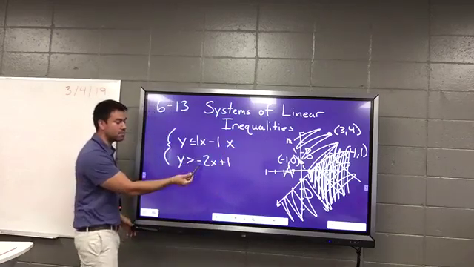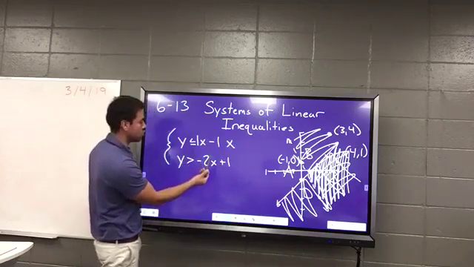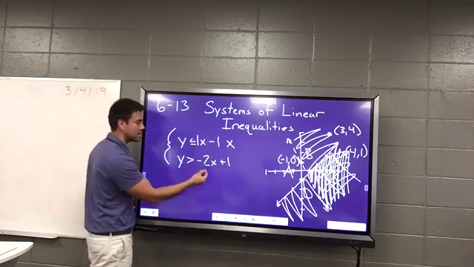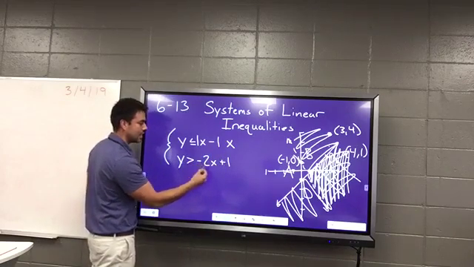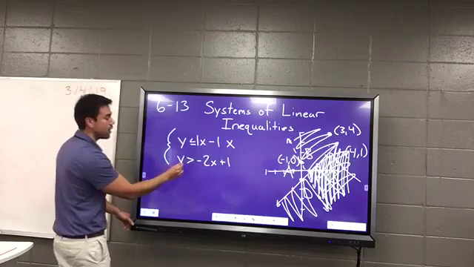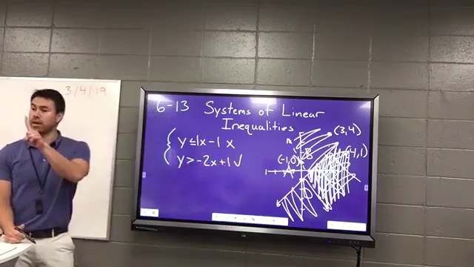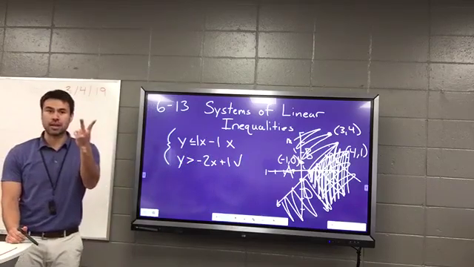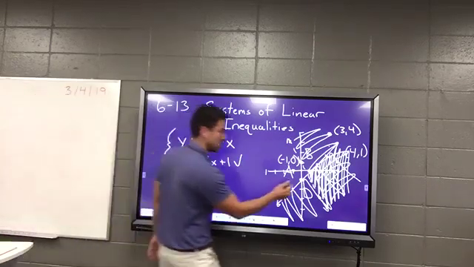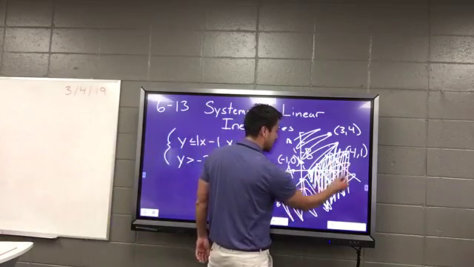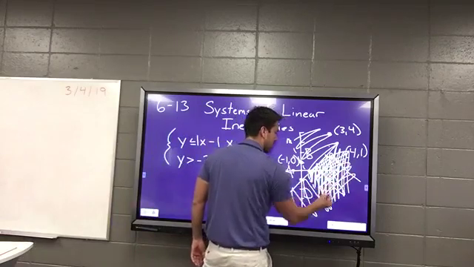Let's look at the bottom one. What's negative 2 times 3? Negative 6 plus 1? Negative 5. Is 4 greater than negative 5? Yes, it is. So do you see how it fits one of the inequalities but not both at the same time? I want to shade the region that fits both at the same time, and that's right here. That's this region right here.